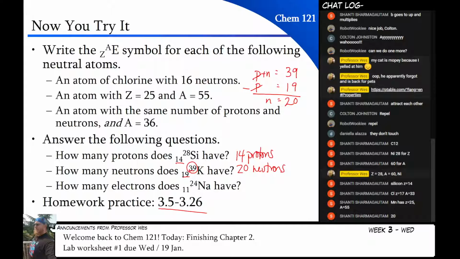And then finally, how many electrons does sodium have in this atom? Well, if it has 11 protons, it must also have 11 electrons because it is atomically neutral sodium.